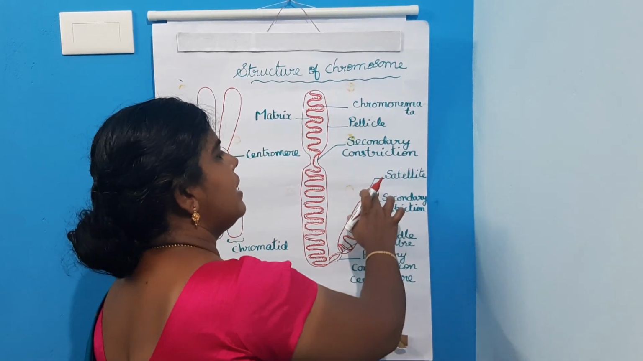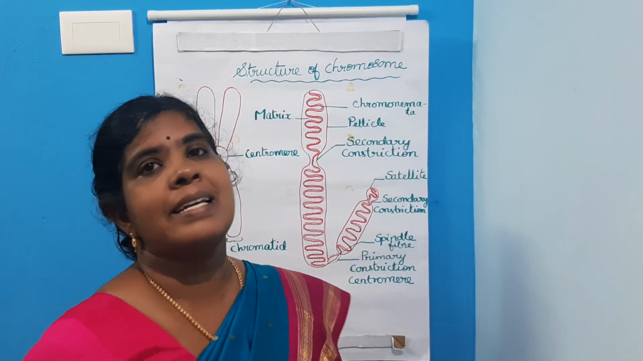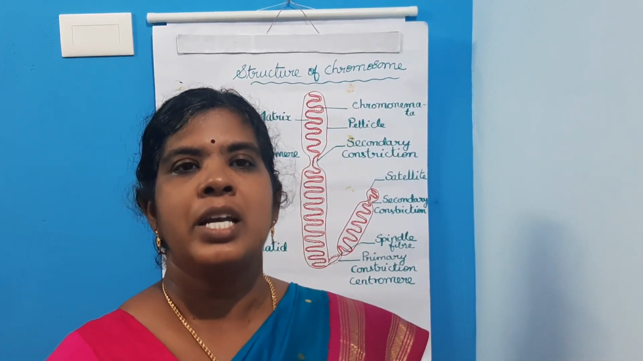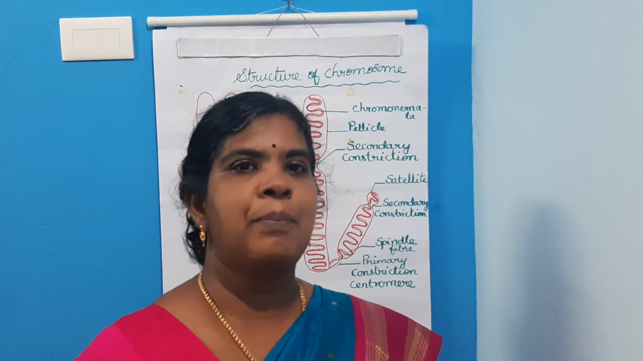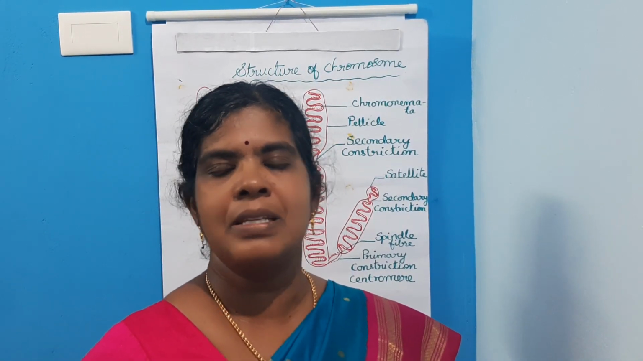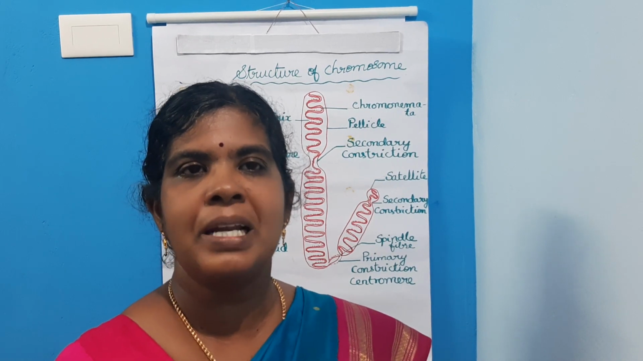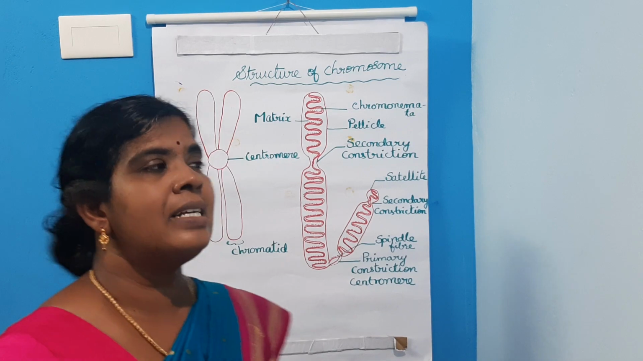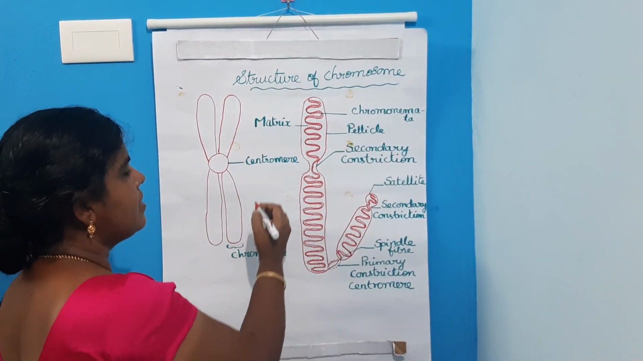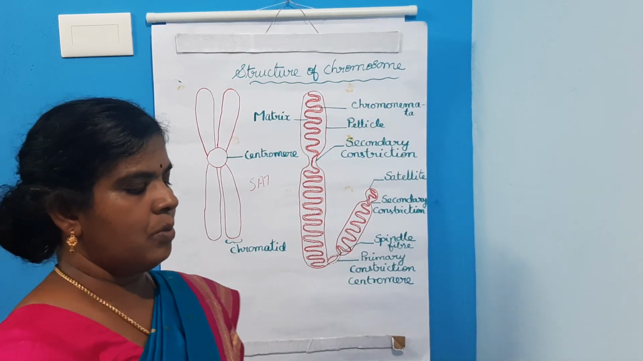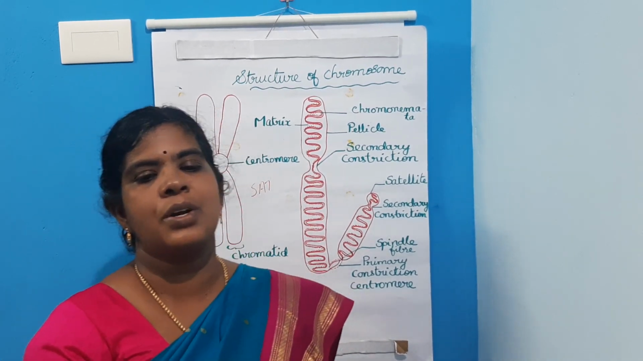Next one is the satellite, the chromosomal satellite. Some of the chromosomes have elongated knob-like appendages at one end. This is called the chromosomal satellite. The chromosomes having satellites are called SAT chromosomes. This is the structure of chromosomes.